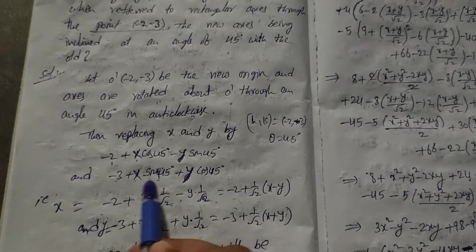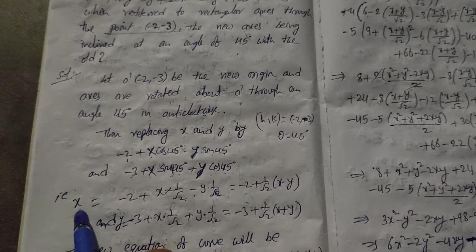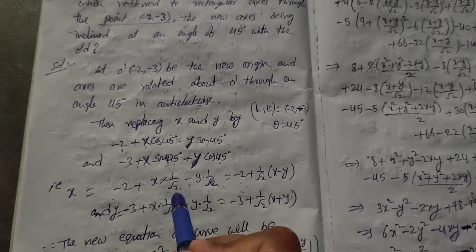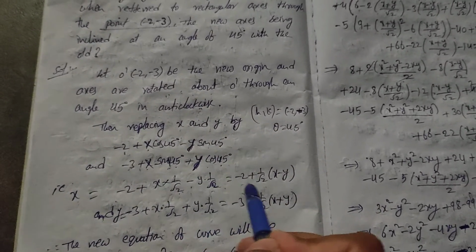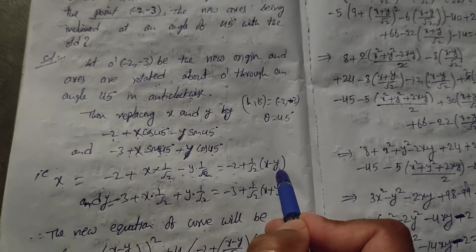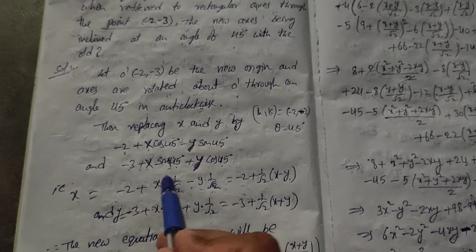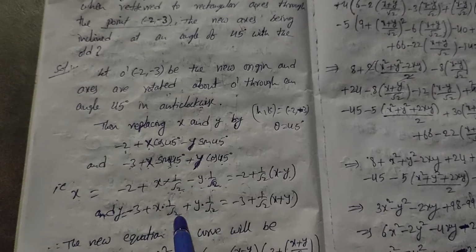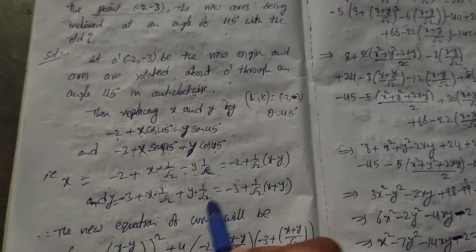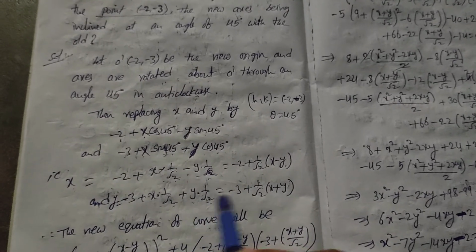Substitute in this formula. So k is equal to -3, plus X sin 45 degrees plus Y cos 45 degrees. That means small x is equal to -2 plus X into 1 by root 2 minus Y into 1 by root 2. That is nothing but -2 plus 1 by root 2 common from these two terms, that is (X minus Y). And y is equal to -3 plus X into sin 45 degrees, which is 1 by root 2, plus Y into 1 by root 2, which is -3 plus 1 by root 2 into (X plus Y).